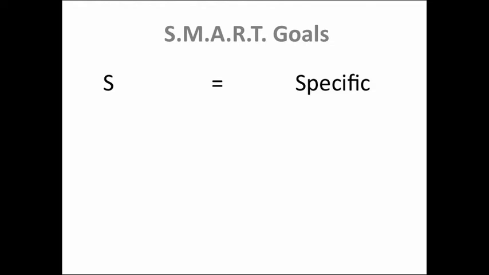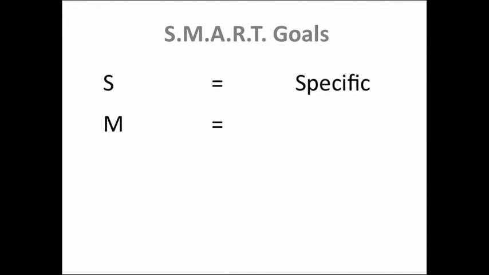The more specific your goals are, the more likely it is that you're going to be able to achieve them, because you're going to be able to see exactly what you need to do. If your goal is too vague, you're not going to know the specific things that you're going to need to do to get there. So it's important that you set specific goals.